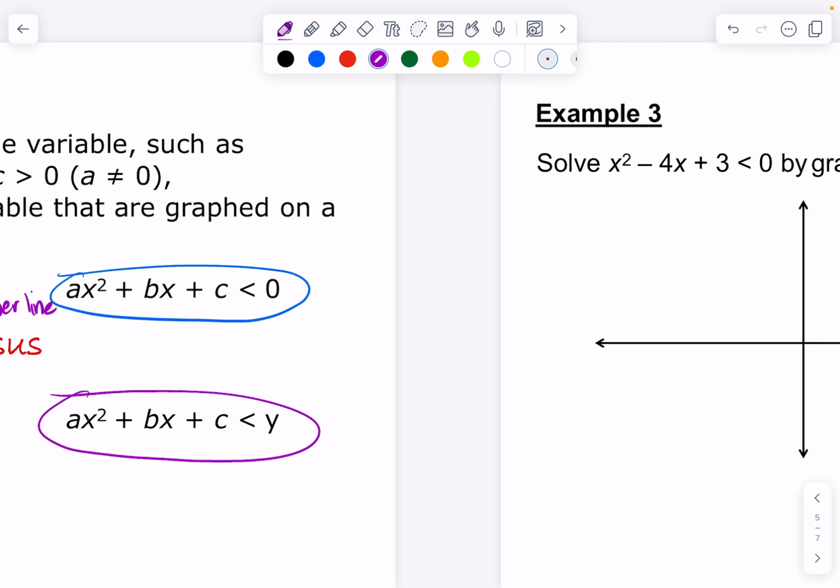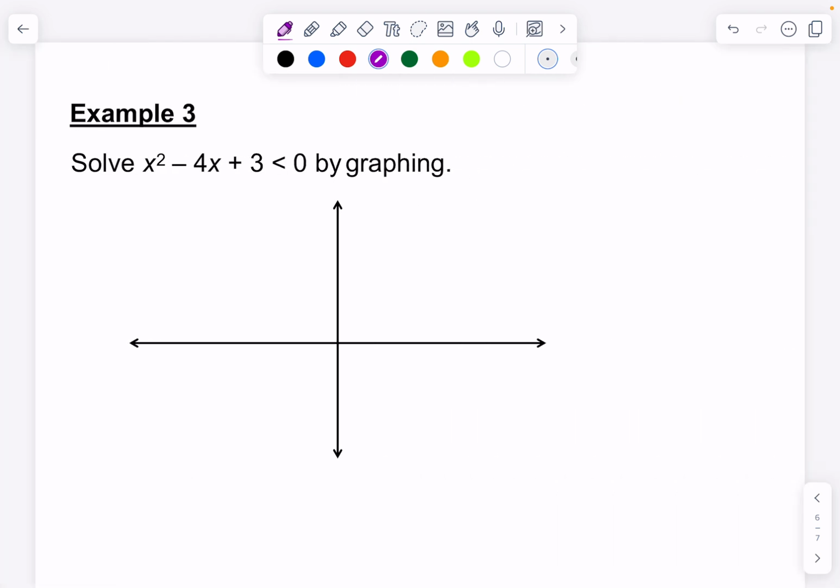Okay? And there's two ways to really solve these. One of them is by graphing and one of them is by using a number line. I'm going to show you both ways. I personally don't really care which way you use. I like number line. Actually, no, I like them both for different reasons.